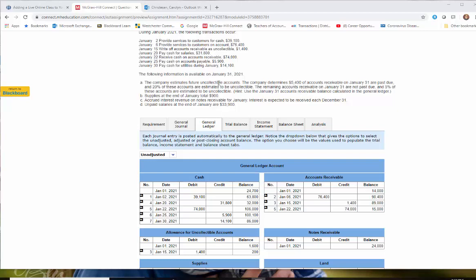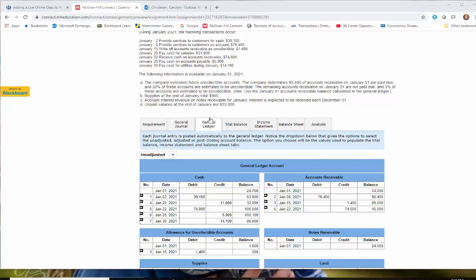So what we have here is that the company estimates future uncollectible accounts. They determine that $5,400 of accounts receivable on January 31st are past due, and 20% of those accounts are estimated to be uncollectible. The remaining accounts receivable are not past due, so those are current, and 5% of these accounts are estimated to be uncollectible. All right, they give us a hint: use the January 31st accounts receivable balance calculated in the general ledger.